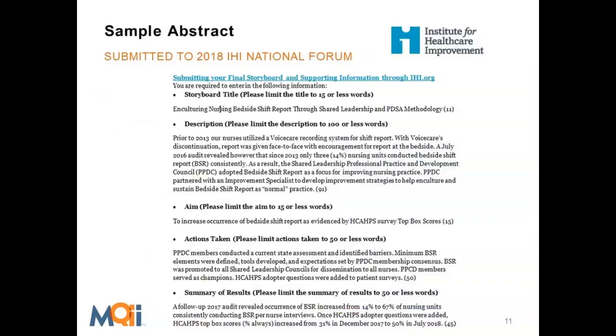This, then, that Catherine is showing on the next slide, is an example of an abstract to show you the limitations in some cases. This was an abstract that I submitted to the IHI, the Institute for Healthcare Improvement National Forum. As you can see, they had very specific word limitations in each of the sections. So I just wanted you to see visually what an abstract will end up looking like when you are submitting your work, and what some of the guidelines are for some of these venues.